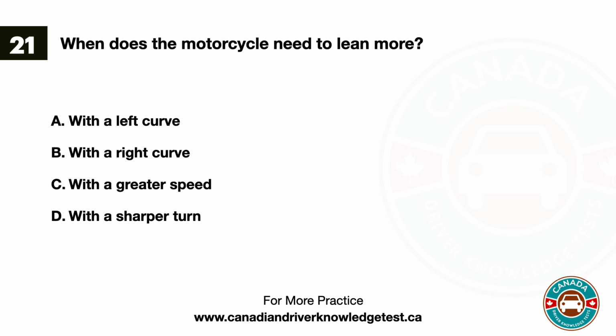Question 21. When does the motorcycle need to lean more? A. With a left curve. B. With a right curve. C. With a greater speed. D. With a sharper turn. The answer is C. With a greater speed.